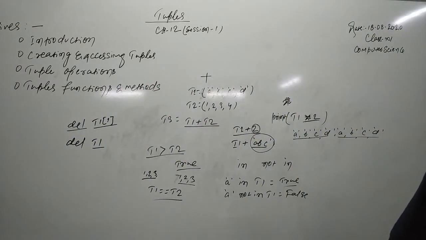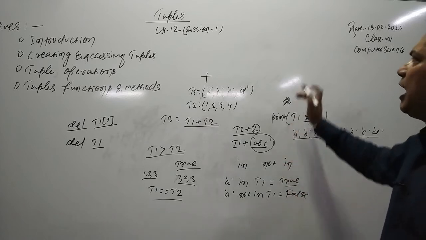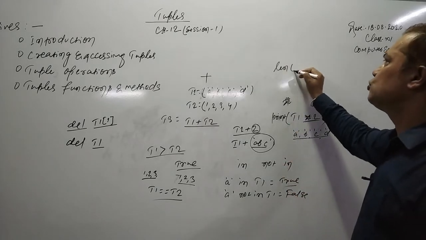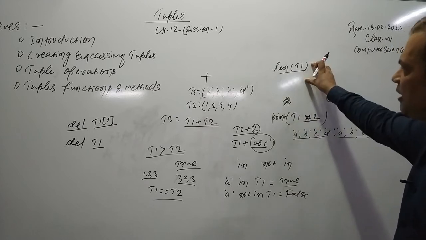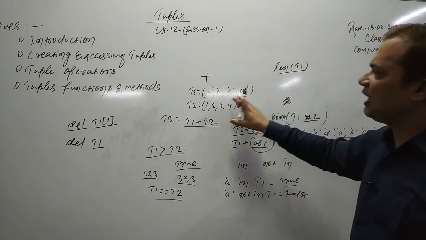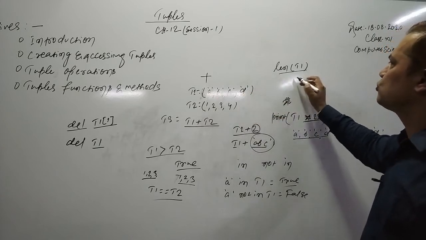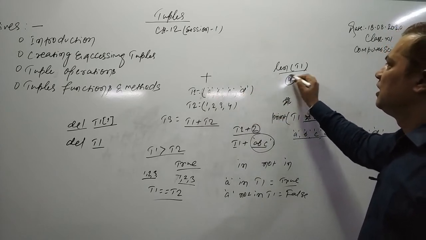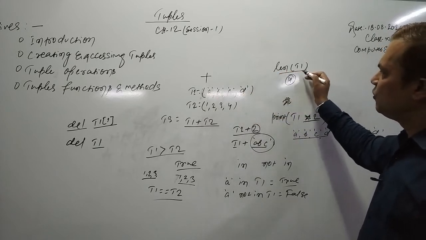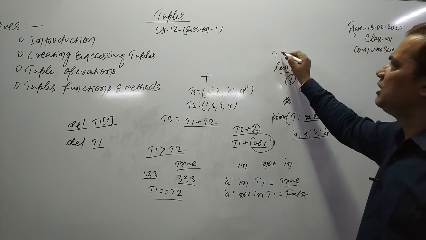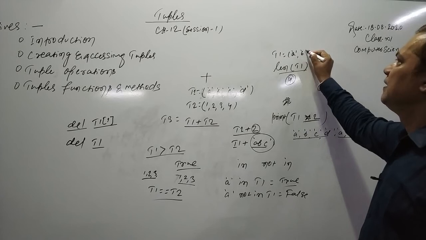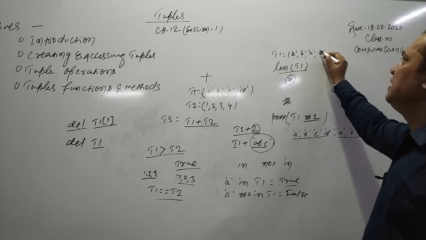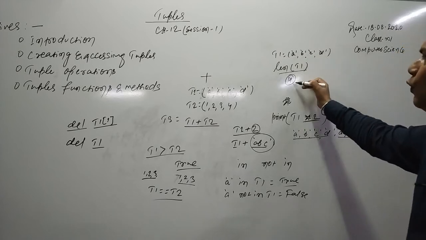Now tuple functions and methods. The len function we already talked about. Len is just to find out the length of a tuple. You have to mention the tuple name, and it will give you the exact length of it, like A, B, C, D. It is 4, so it will give you 4. If you give the print command and write len T1, and T1 you declared like A, B, C and D, what will it give you? It will give you 4 as an answer.